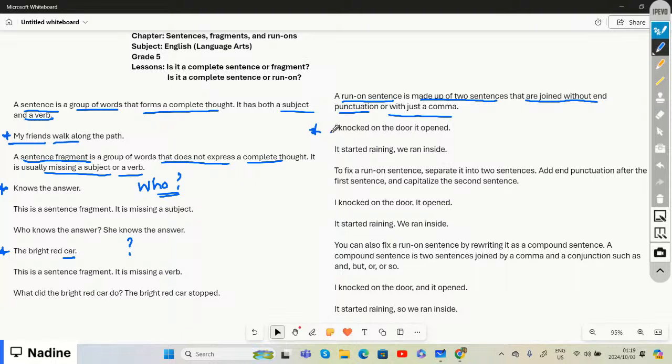Yes, that has a subject already. Knocked is also a verb. So this sentence, I knocked on the door, should have been a sentence on its own. And then where it says it opened should also have been a sentence on its own. So this is basically two sentences, joined with no punctuation mark. It is just two sentences in one sentence.